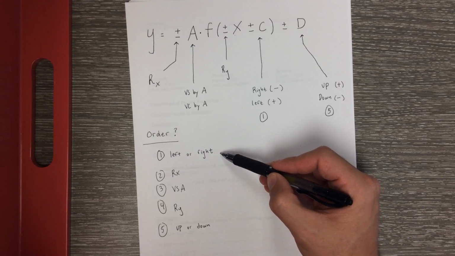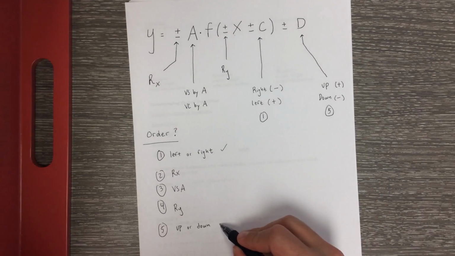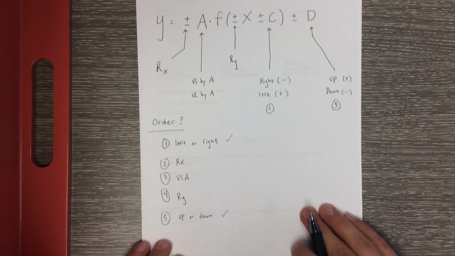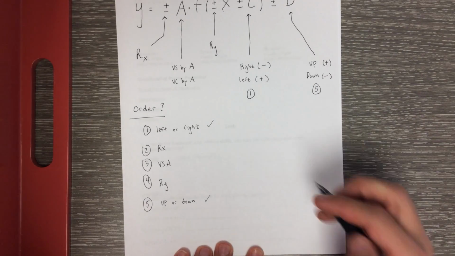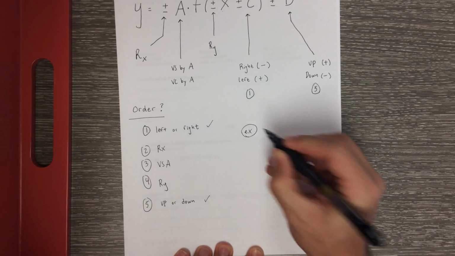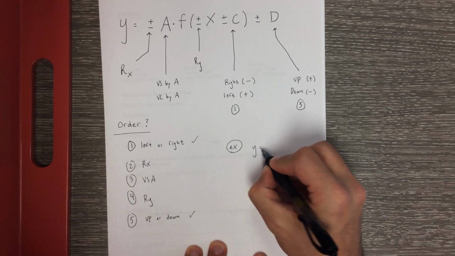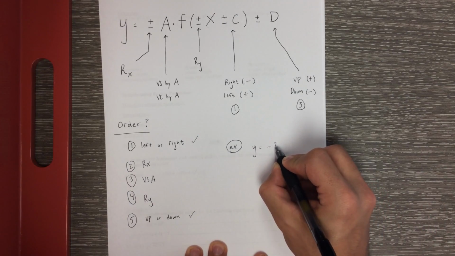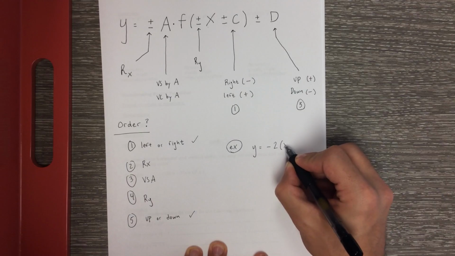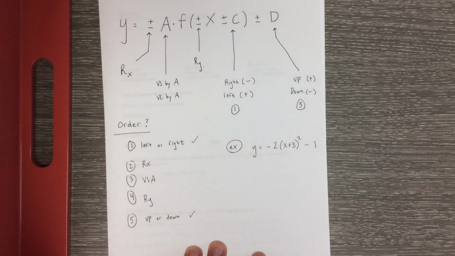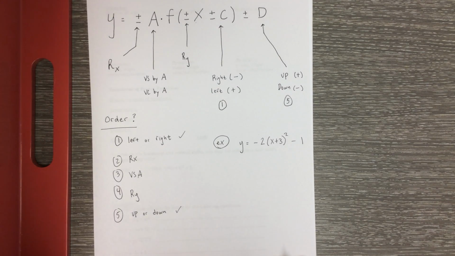As long as you're for sure going left first and for sure going up and down last, you'll be in good shape. Okay? Let's do a concrete example of this, just to get an idea of what I mean here. So what if I said y equals -2 times (x plus 3) squared minus 1? There's a lot of transformations going on here.